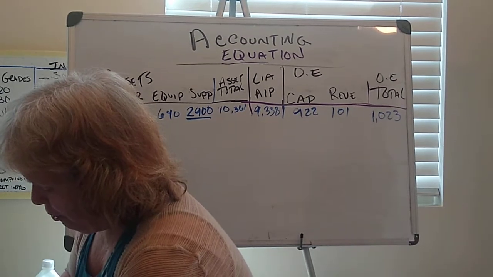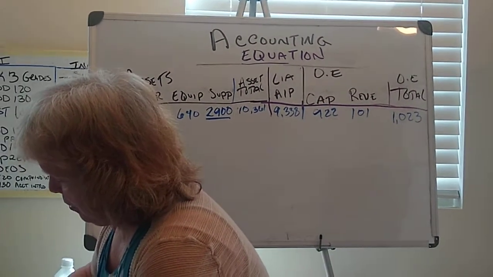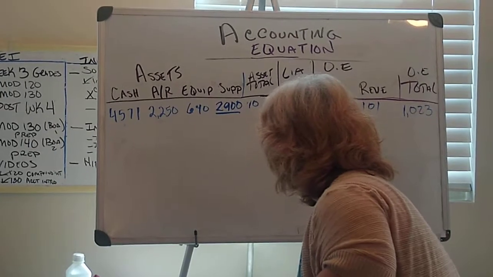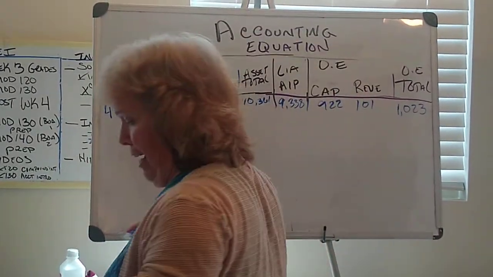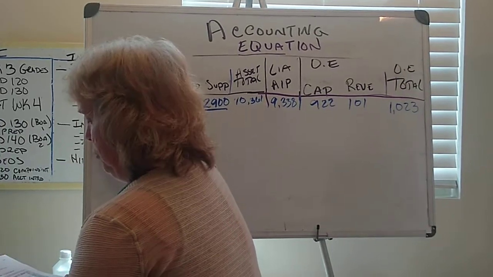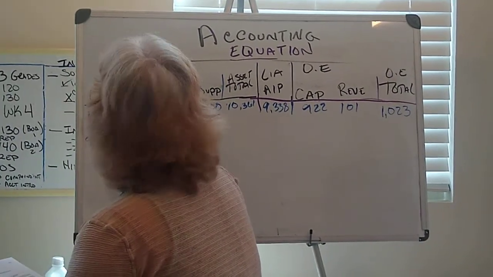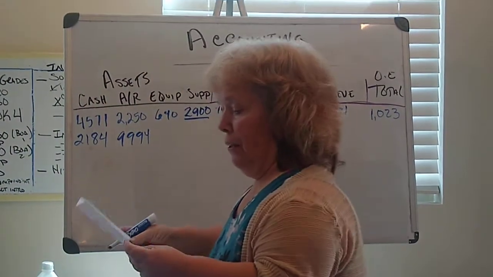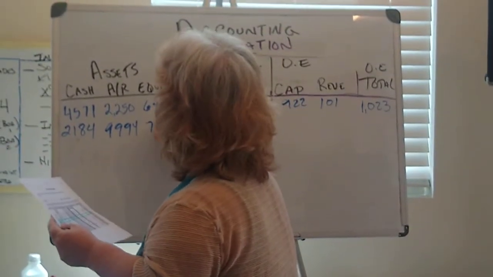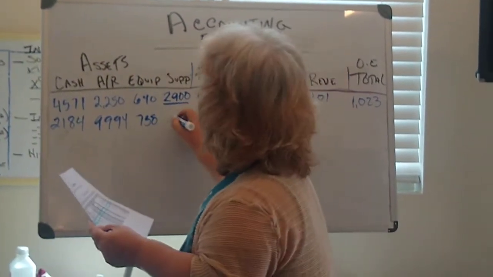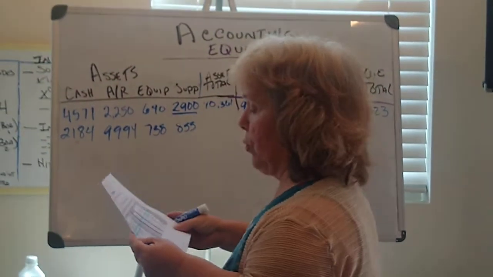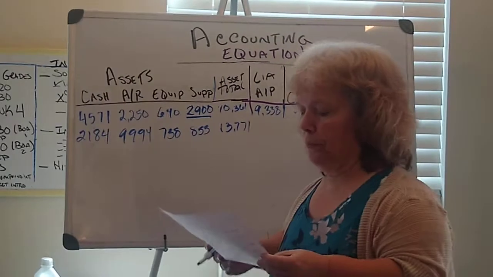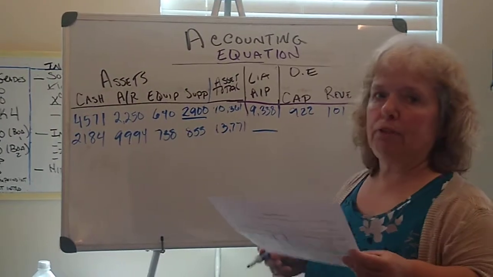Number 4, we have all our asset information. What we're missing here is going to be our liability information. Okay? So, under cash, we have 2,184. We have 9,994 for accounts receivable. For equipment, we have 738. For supplies, we have 855, which gives us a total of 13,771 for total assets.